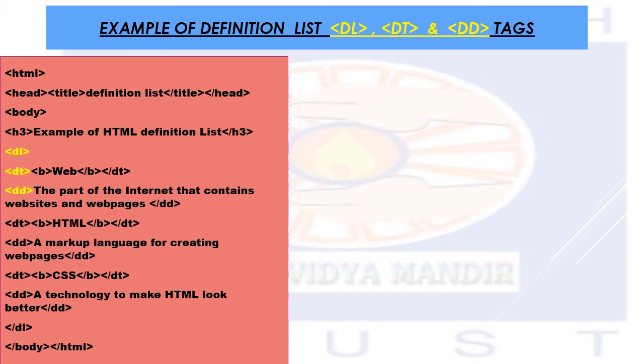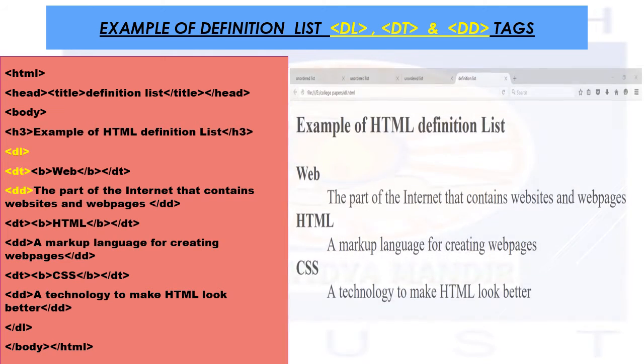Second, I am using the HTML. Second heading is HTML, and I am giving a markup language for creating web pages. That is, what does this HTML mean? Next comes CSS, technology to make HTML look better. Right? After completing all these DT and DD tags, you close the DL tag. So this is exactly how we have used the LI listing tag in the ordered and unordered list. Instead of using the listing tag in the definition list, we are using DT and DD, defined terms and defined definitions. Correct? Now let us see the output.